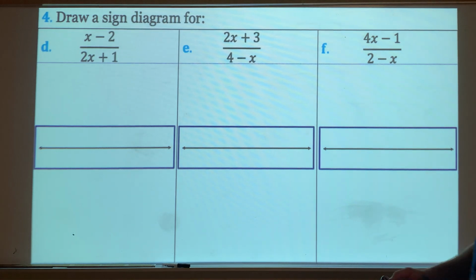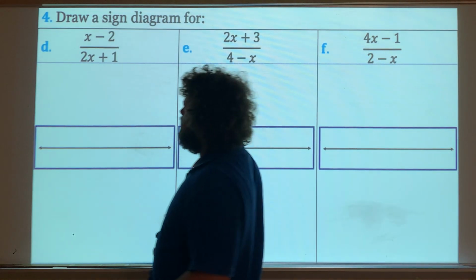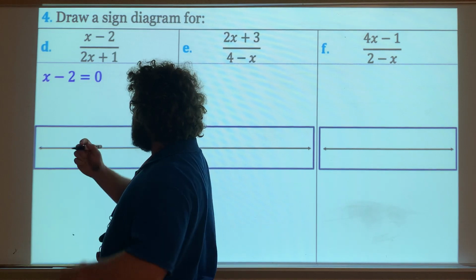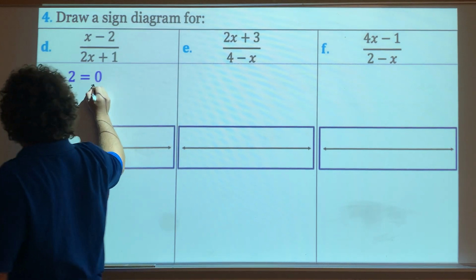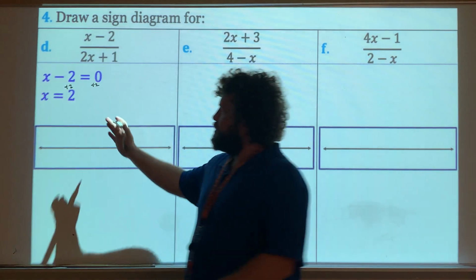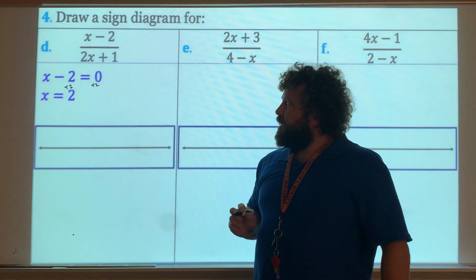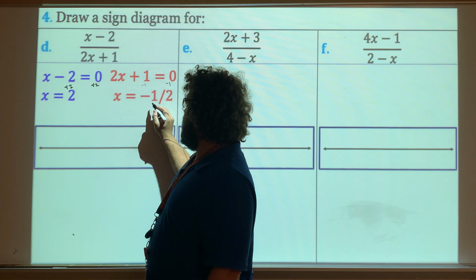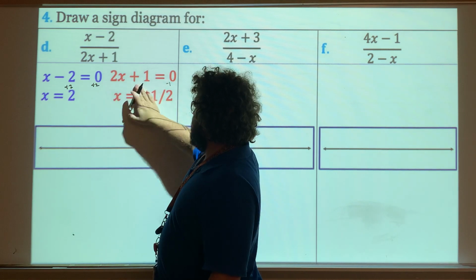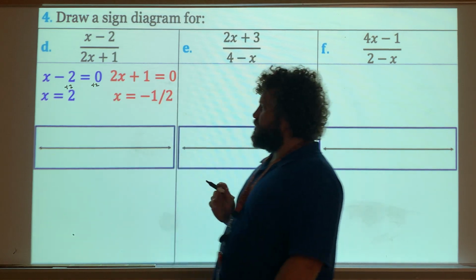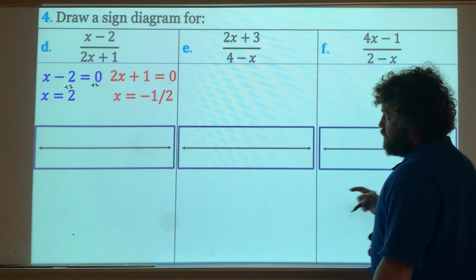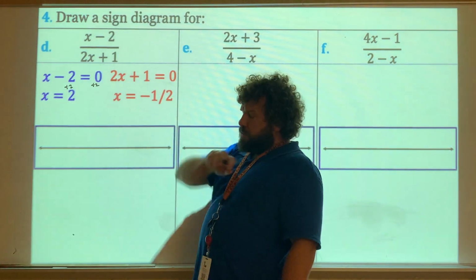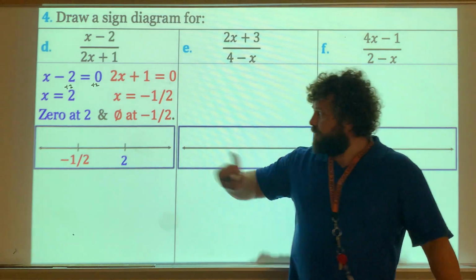Almost done, almost done. Set the numerator equal to 0. X minus 2 equals 0. Add 2 to both sides. X equals 2. Set the denominator equal to 0. Subtract 1 from both sides. 2x equals negative 1. Divide both sides by positive 2. X equals negative 1/2. 0 at 2, undefined at negative 1/2.